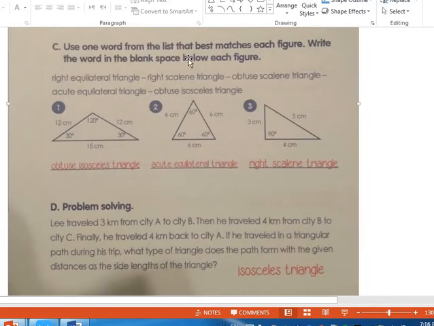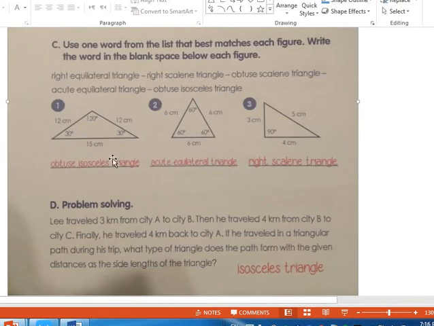Use one word from the list that best matches each figure. Write the word in the blank space below each figure. So, write equilateral triangle, scalene triangle, obtuse scalene triangle, acute equilateral triangle, obtuse isosceles triangle.